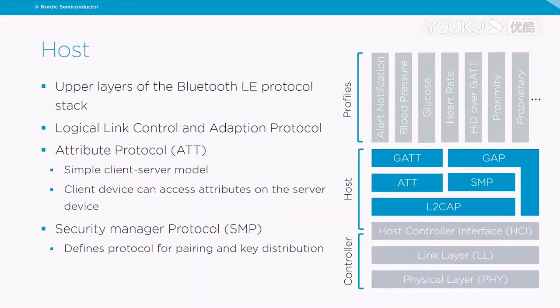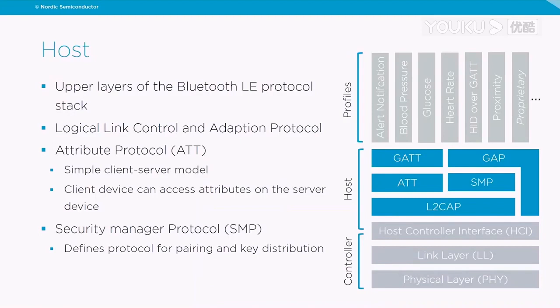Then we have the host, and this contains the upper layer of the Bluetooth Low Energy protocol stack. At the bottom you have the logical link control and adaptation protocol, also referred to as L2CAP. This is a multiplexing layer for different higher layers of the protocol. You have the attribute protocol, ATT, and this implements a simple client-server model, where one device has the server and the other device is a client and accesses the data on this server. The data in this context is called attributes.